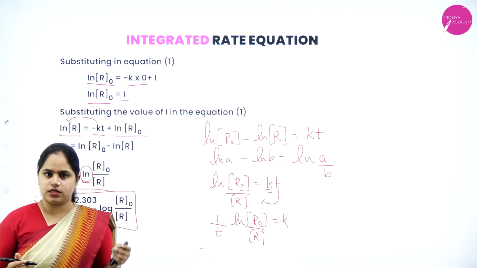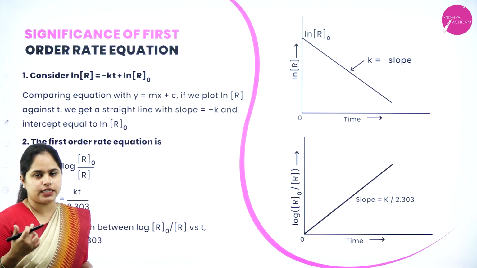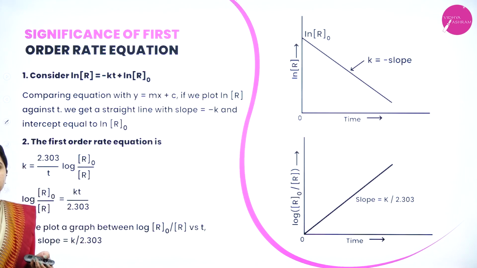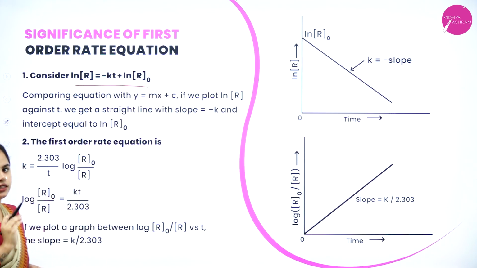I hope it is also clear. Now we are going to study the significance of the first order integrated rate equation. Let's see the first point. Consider ln R is equal to minus KT plus ln R0. We have already studied this, and now we are considering this equation.